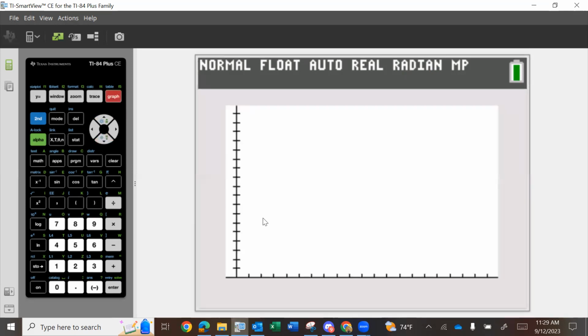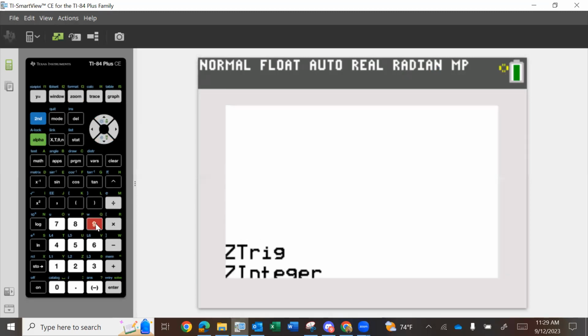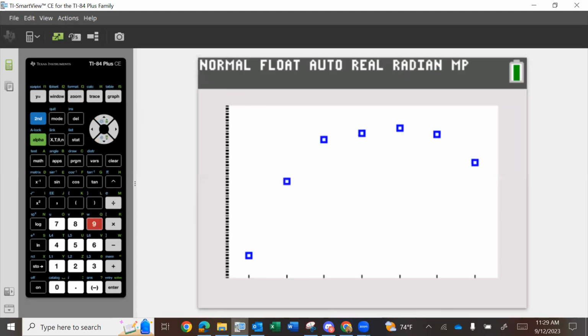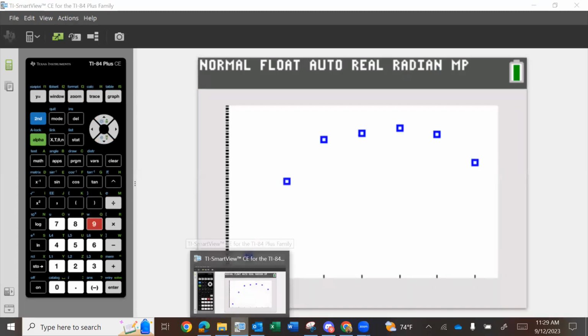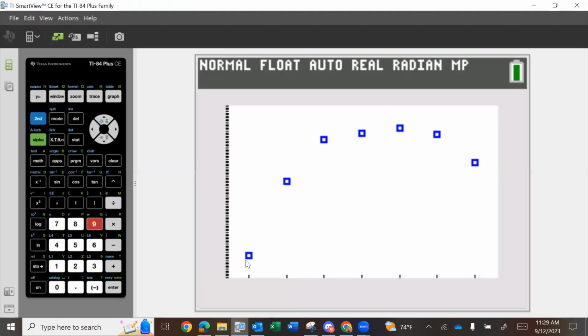Mine didn't show up when I hit graph. That's because they're off camera. I've got to aim the camera differently, so I'm going to go zoom 9. Option 9 will show them. You'll notice those points look about like what we've got over here. Just looking at it, you can say, yeah, that looks like a quadratic pattern. It's going up and then it's coming back down. Cool.